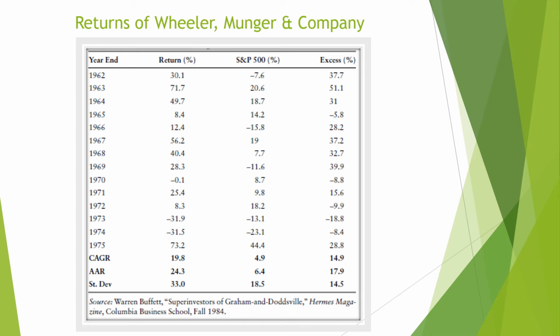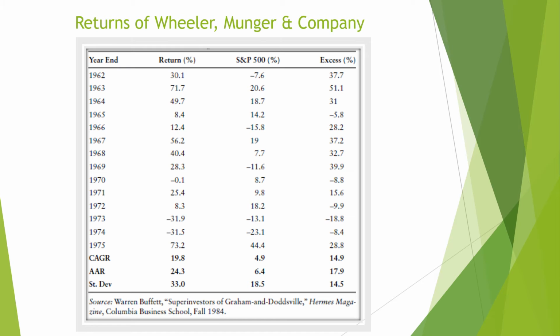So this table particularly depicts the returns of the investment partnership that Charlie Munger started in 1962 and wrapped up in 1975. Basically, this tells us about the overall returns of Munger's partnership vis-a-vis the S&P 500, which is the market, and also the alpha, or the excess, that the investment partnership generated as compared to the market.